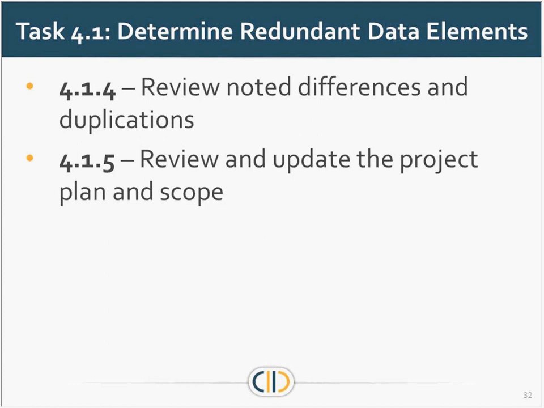The last two pieces of task 4.1 are to review differences and duplications. Either you're able to do it within the CDS Align tool, print it out and look at it, to figure out: are these in fact different, and do we need to talk about them? Are these in fact the same, do we need to talk about them? Or are they different, so we note that and move on because they're not representing the same information?